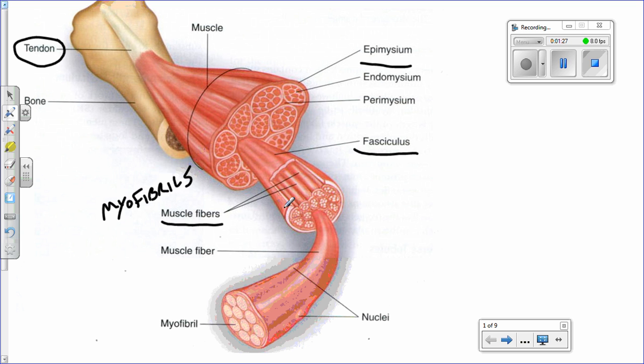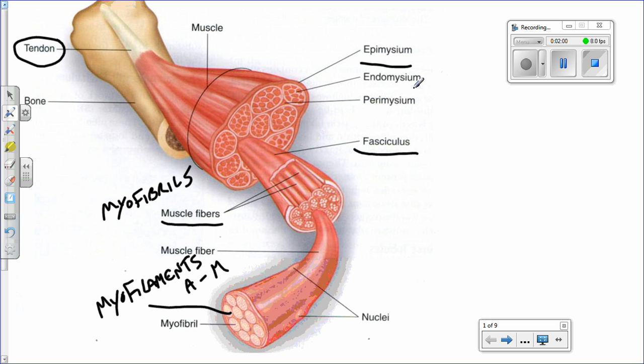And inside those myofibrils, we have extra little pieces within those. And those extra pieces inside those myofibrils are the myofilaments. And know that there are two myofilaments that we have to know. One is actin, and one is myosin. We'll talk about those in a little bit. Actin is your thin, myosin is your thick. We'll identify the different pieces and how those things allow for the contraction of your muscles.